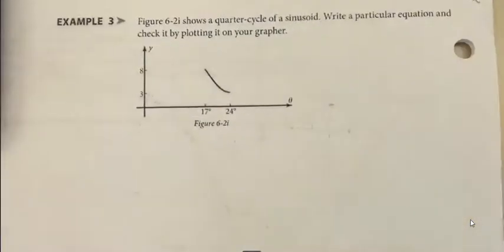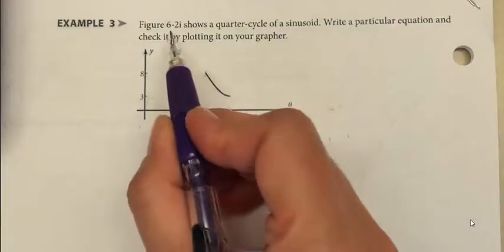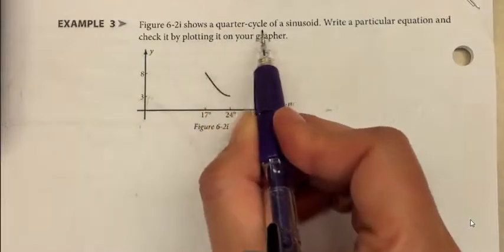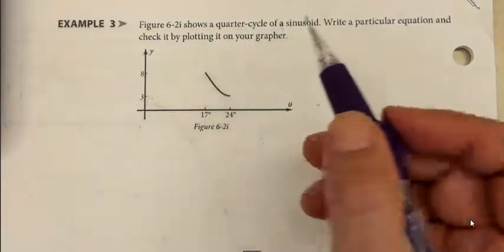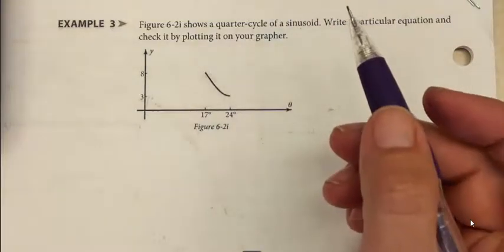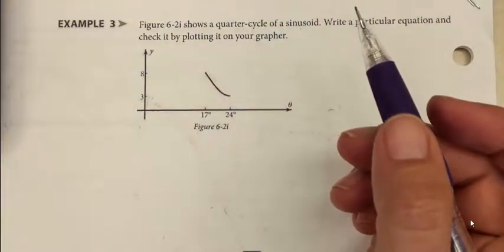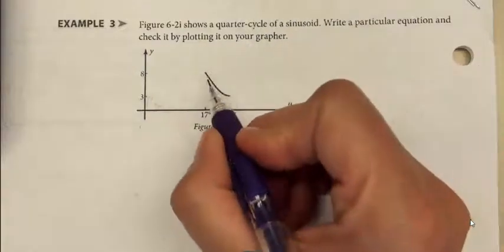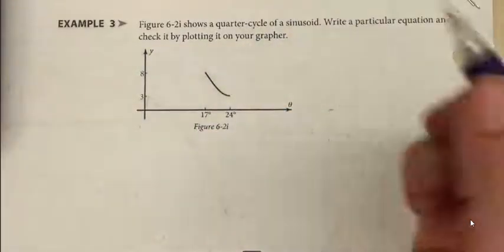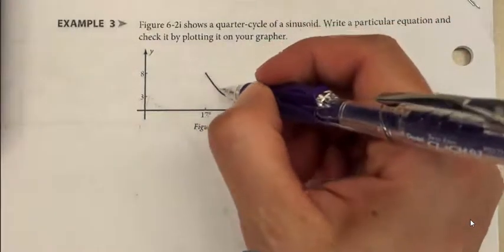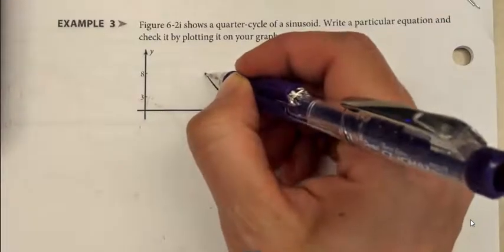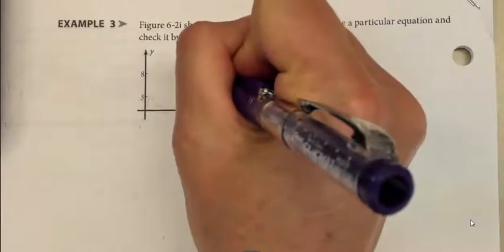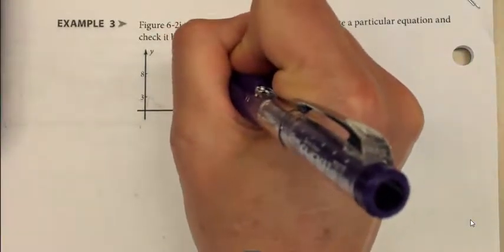Last example, example 3. Figure 6-2i shows a quarter cycle of a sinusoid. Write a particular equation and check it by plotting it on your grapher. Okay, so we've got a quarter of this. Now it looks to me like I am currently on a concave up. My point of inflection is here, which means prior to that I was on a concave down.